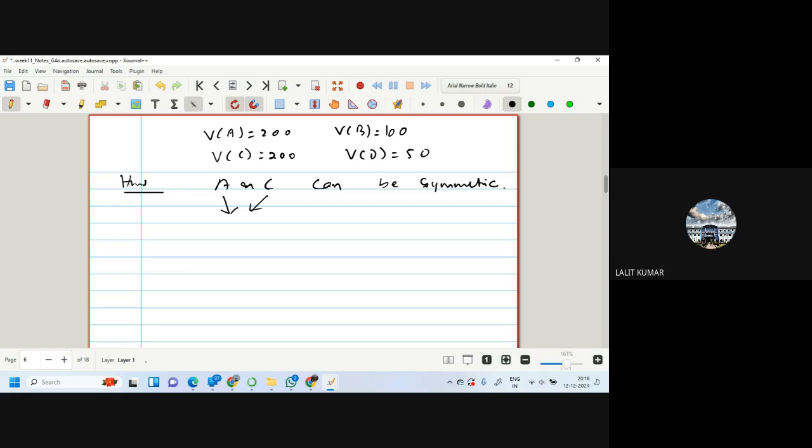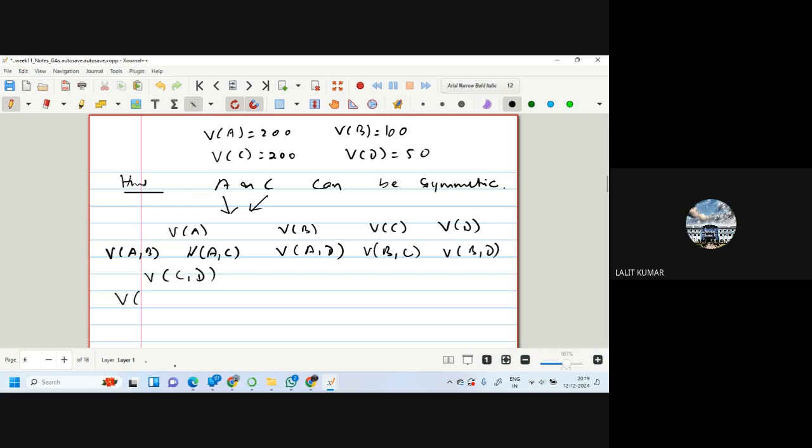Now, there are four players. So how many combinations can there be? VA, VB, VC, VD. Then we can have VAB, VAC, VAD. Then we have VBC, then VBD, and then VCD. Then we have VABC, VABD, VACD, and then VBCD, and finally VABCD.